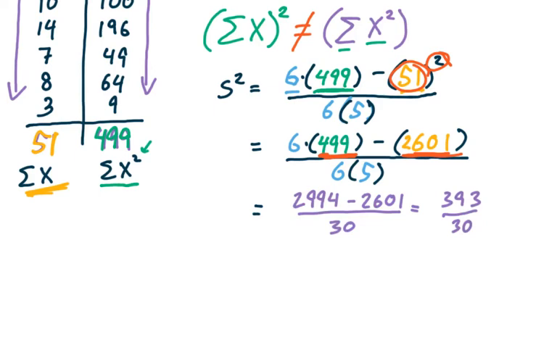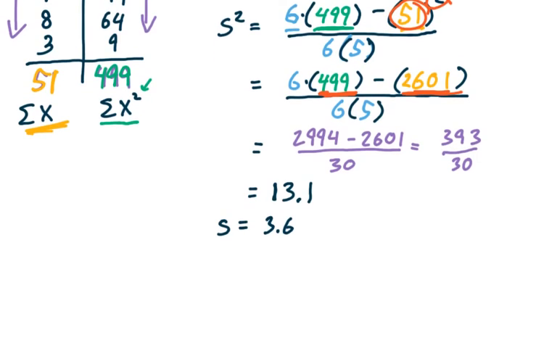And so just continuing on with that calculation, we get 2994 minus 2601 all over 30, which works out to 393 divided by 30. And notice there, that calculates to exactly 13.1 for s squared. Therefore, s itself is the square root of that, which is just 3.6, just like it was last time. So we got the same results as in example 20.